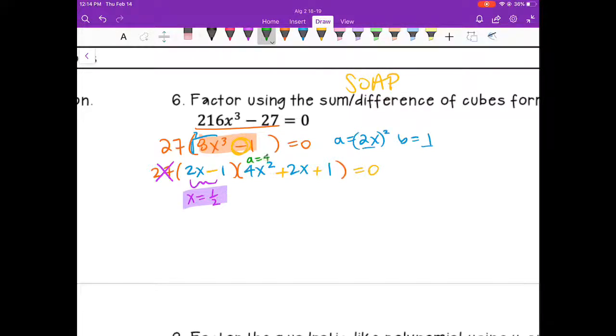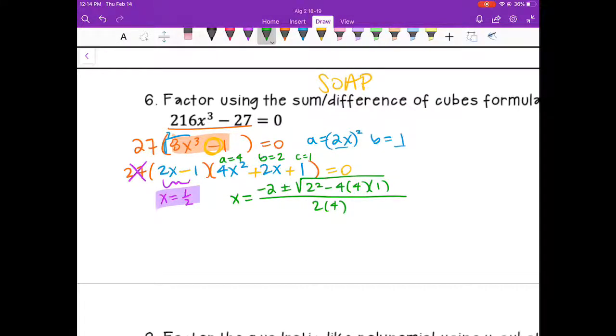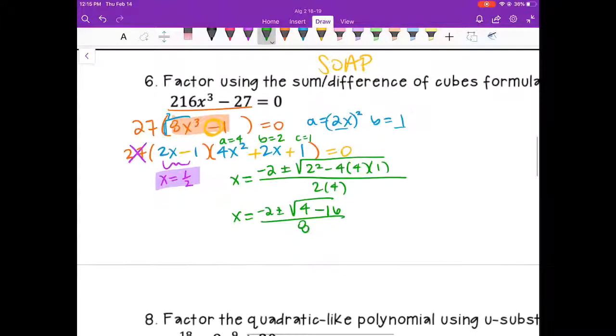So using our quadratic formula, a is our leading coefficient of x squared, and then b is our coefficient of x, and c is our constant. So x equals negative b plus or minus the square root of b squared minus 4ac all over 2 times a. And I begin to simplify from here. So 2 squared, I get 4. So negative 2 plus or minus the square root of 4 minus 4 times 4 times 1 is 16 all over 8. Well, 4 minus 16 is negative 12.